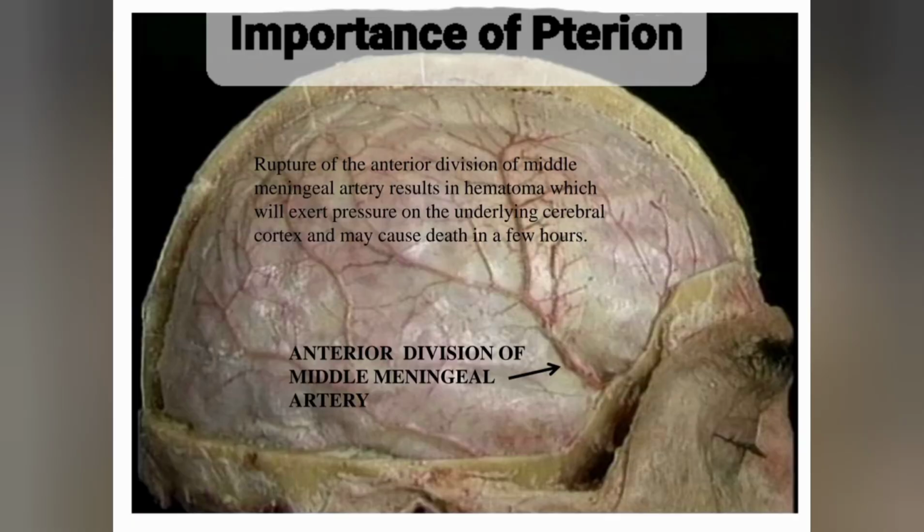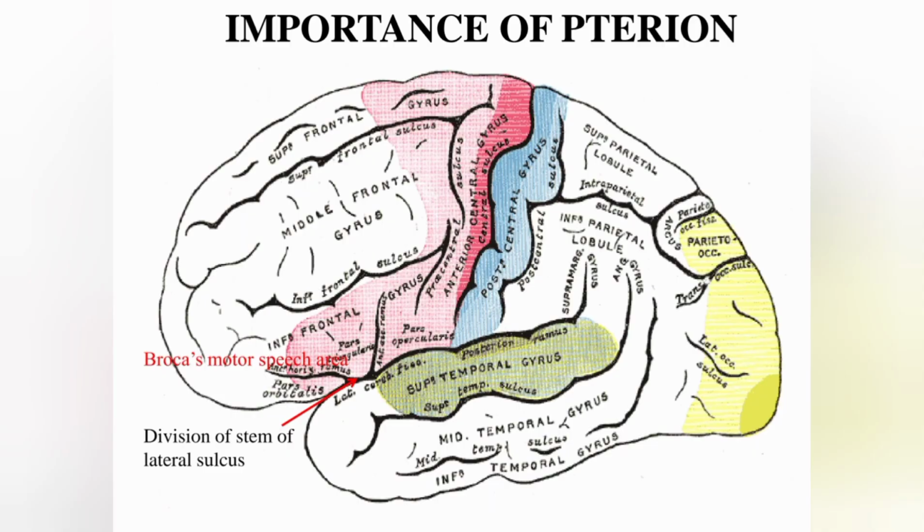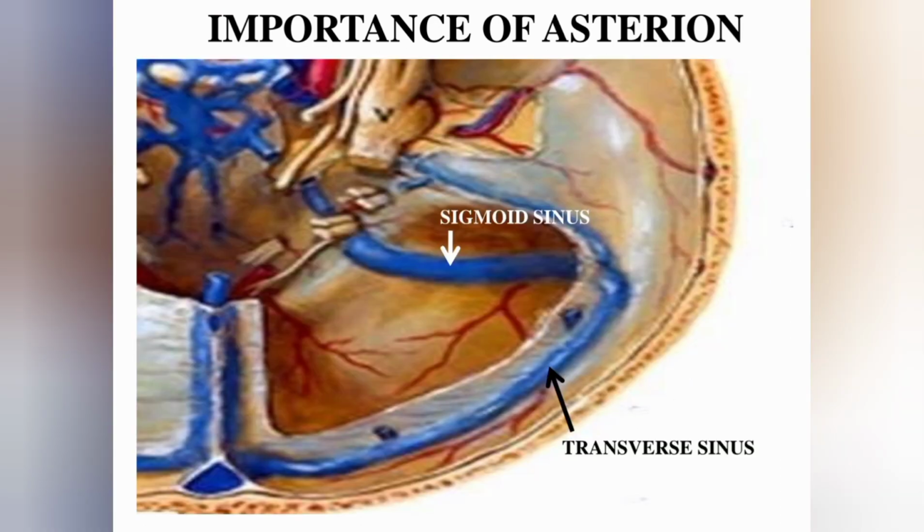The importance of the pterion is that the skull is comparatively thinner in this region and it is related to the anterior division of the middle meningeal artery. Another importance of the pterion region is that the lateral sulcus of the cerebrum divides into three rami and Broca's speech area is located here. The importance of the asterion is that the transverse sinus ends and starts as the sigmoid sinus in this region.